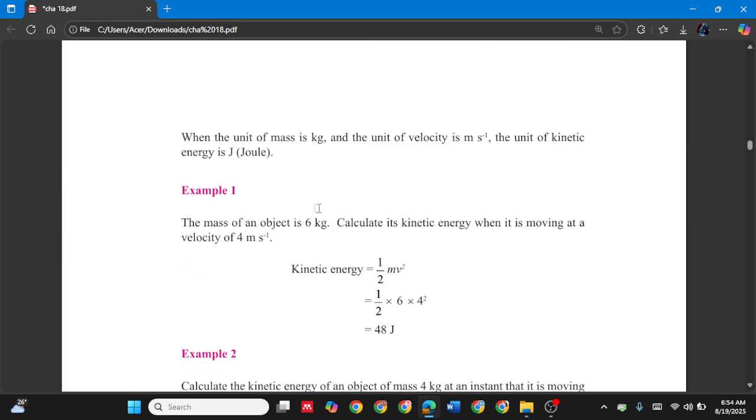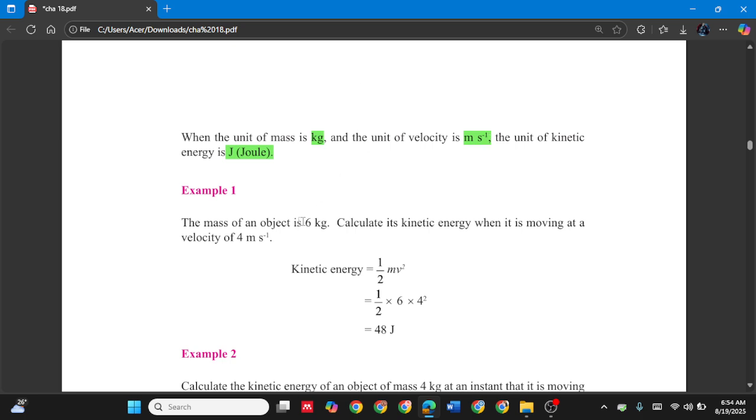Then when the unit of mass is kg and the unit of velocity is ms minus 1, the unit of kinetic energy is joule. Kinetic energy එක joule වෙන්නේ mass එක kilograms වලිනුයි velocity එක ms minus 1 විදියටයි තිබුණා. If, as an example, they have given that mass is 2000 grams, you have to convert it into kilograms as 2 kg. Then you can solve the problem.